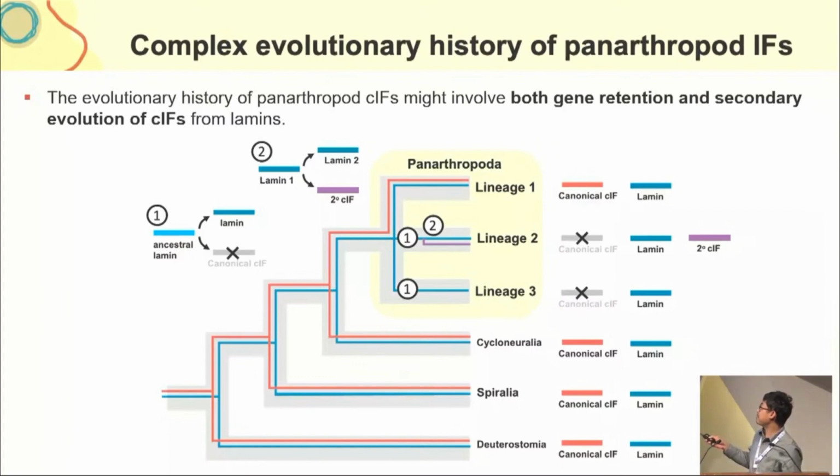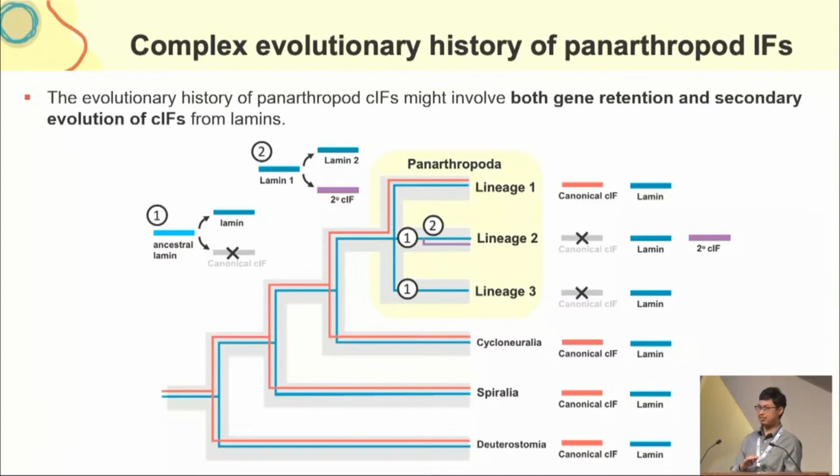But at the same time, there also seem to be some other lineages that might retain some of this canonical cIF. And then in the lineages that have lost the canonical cIF, some of the members might again re-evolve their cIF back from lamin. So overall, our result points out that different groups of arthropods might have different versions of cIF with distinct evolutionary histories.